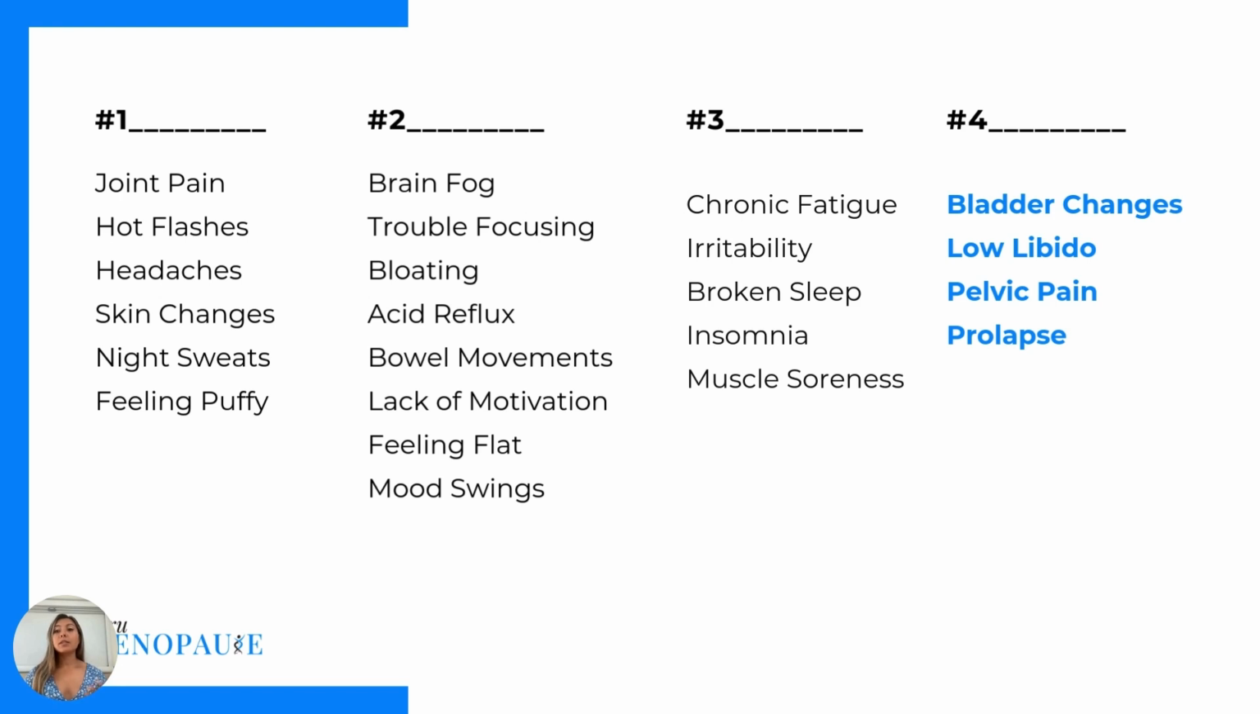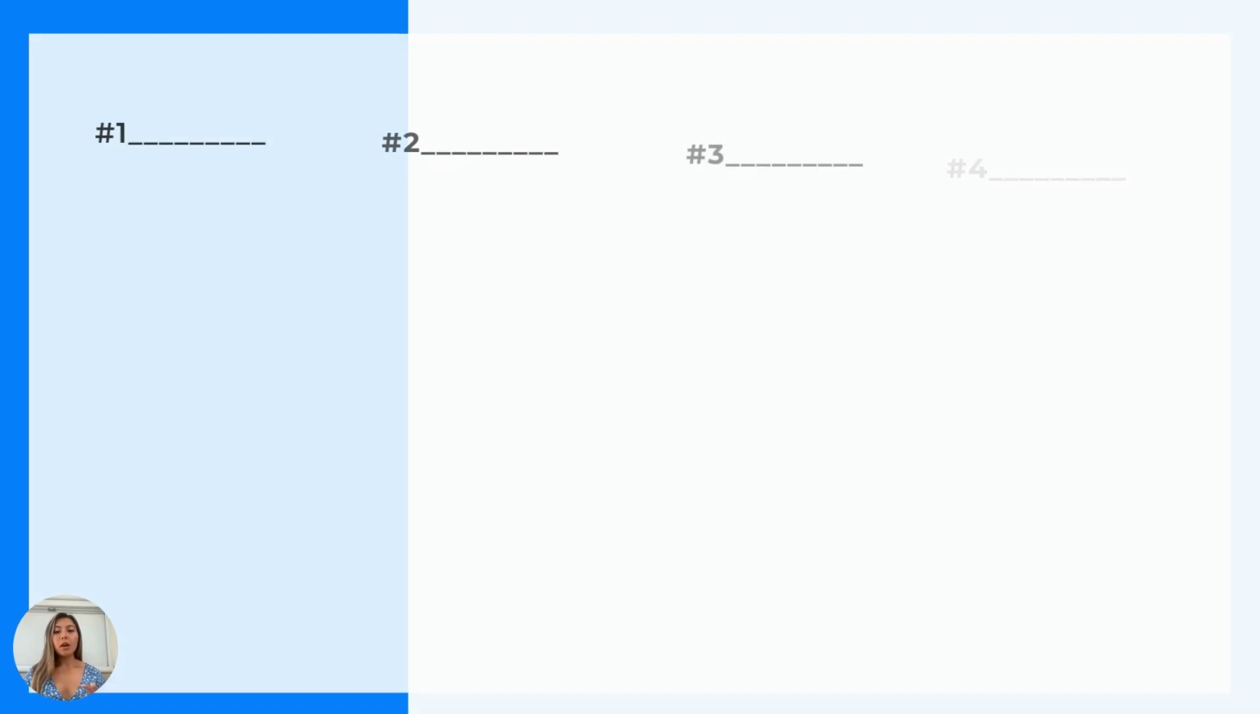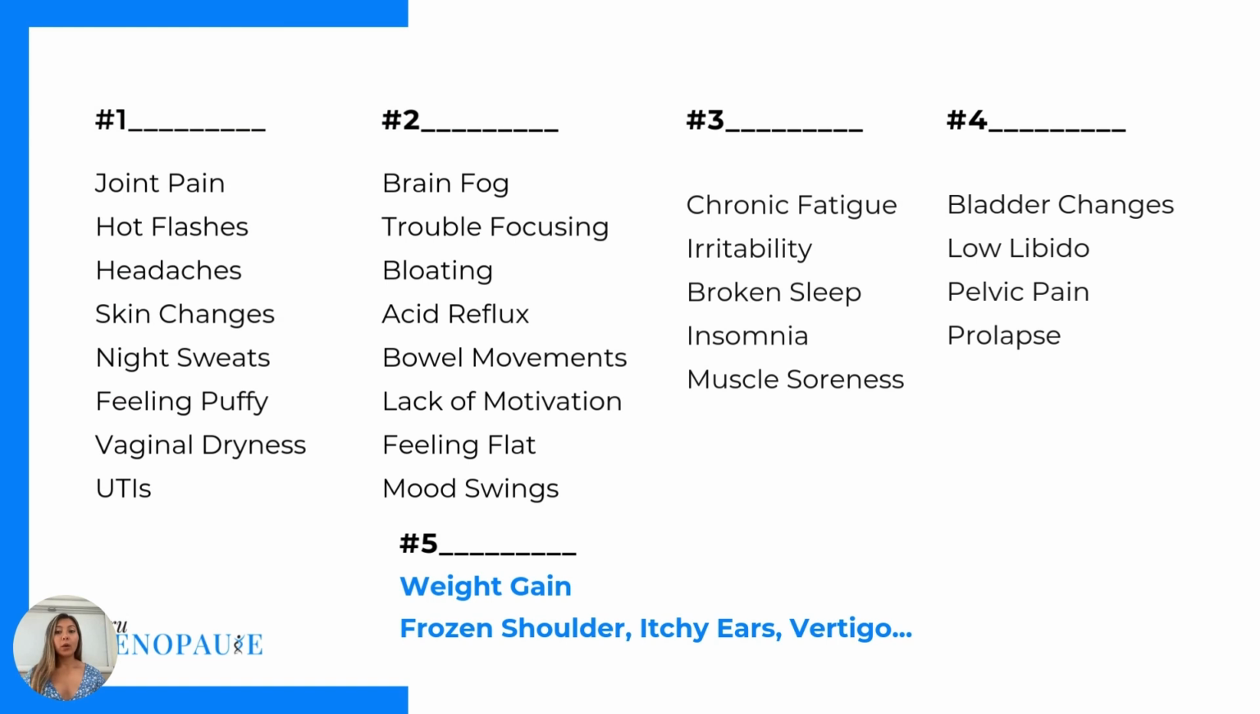This could be increased urgency or leaking, as well as difficulty holding our urine, as well as low libido. This could be decreased desire for intimacy, pain during intercourse, discomfort or sensitivity. That's what that can feel like, as well as having issues with prolapse. From there, we have our last category, which is category number 5.